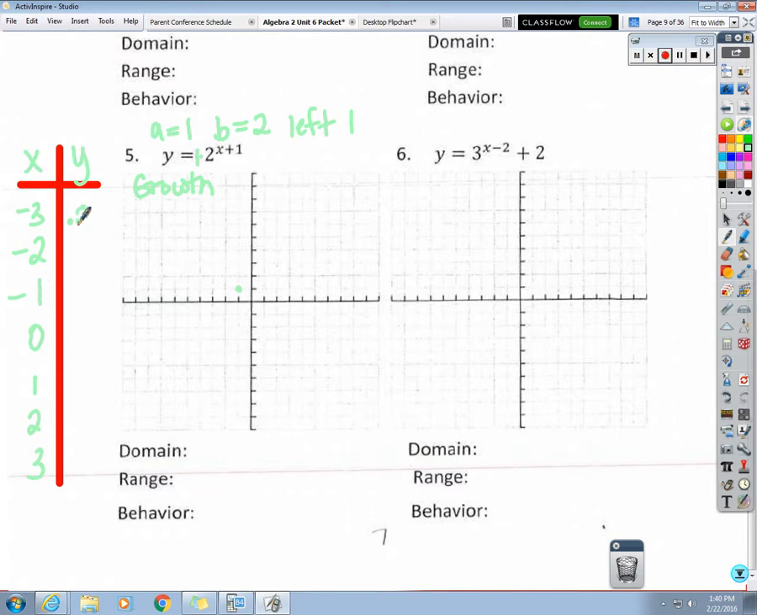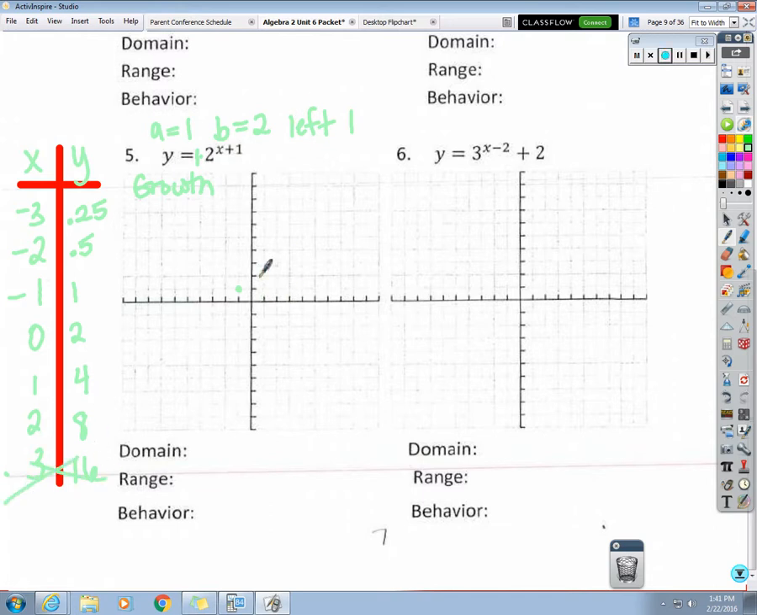0.25. Okay, what about -2? 1. 0. 1. 2. And 3. Okay, when I get ready to start plotting these, I can see that 316 is not going to be really nice because it's going to go out the graph, so I'm just not going to plot it.